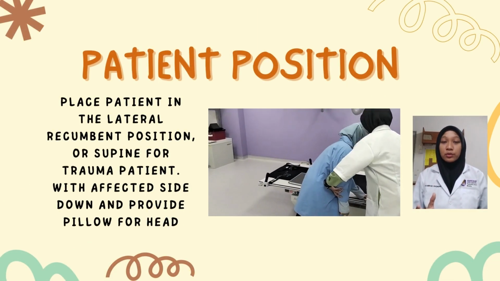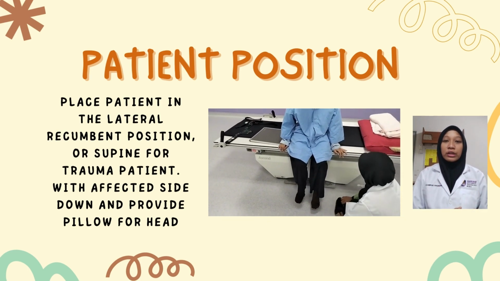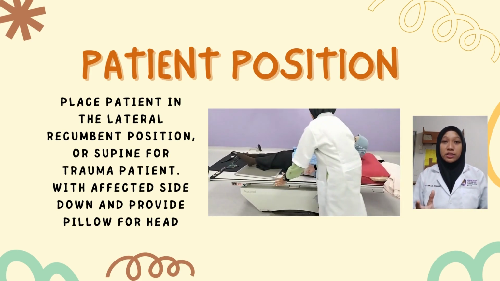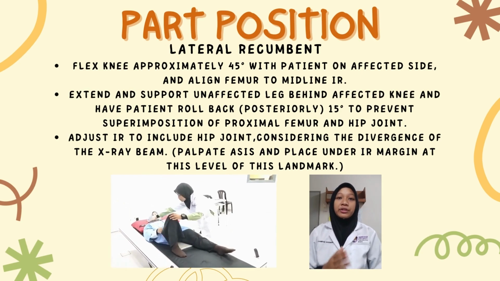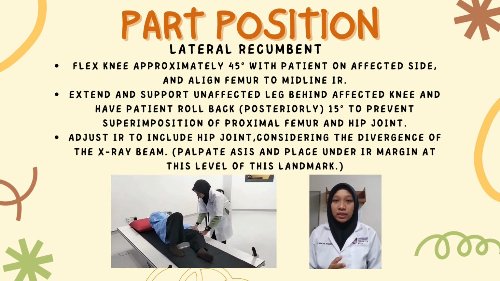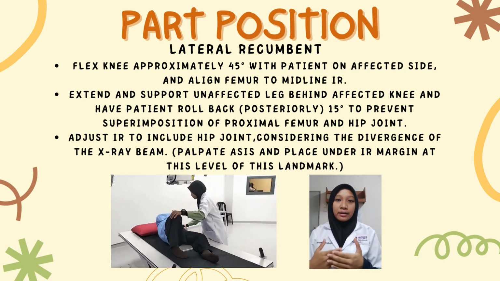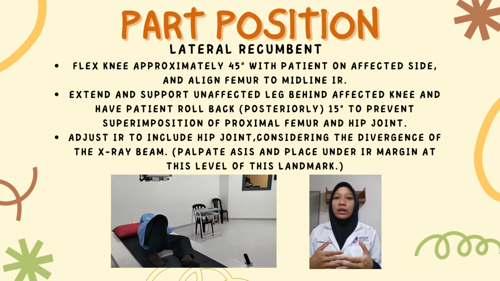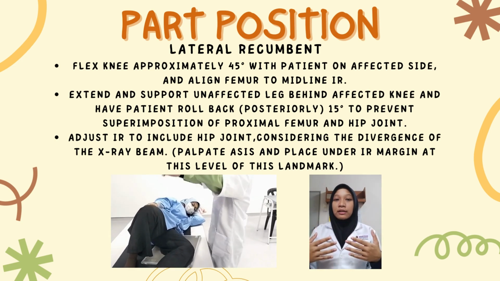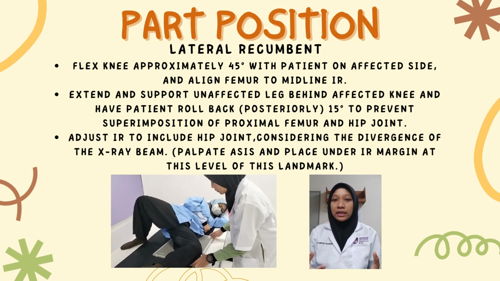Next, for the patient position, we must place the patient in lateral recumbent position, or supine for a trauma patient, with the affected side down and provide a pillow for the head. Next, for the part position for lateral recumbent, firstly, we must flex the knee approximately 45 degrees with the patient on the affected side and align the femur to the midline of the IR. Next, we must extend and support the unaffected leg behind the affected knee and have the patient roll back posteriorly 15 degrees to prevent superimposition of the proximal femur and hip joint.